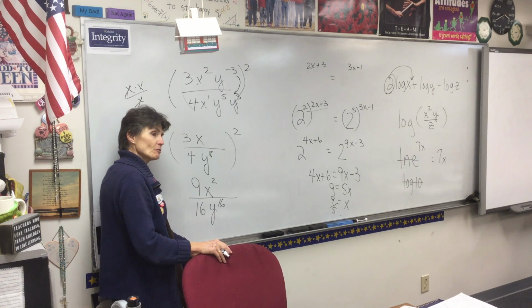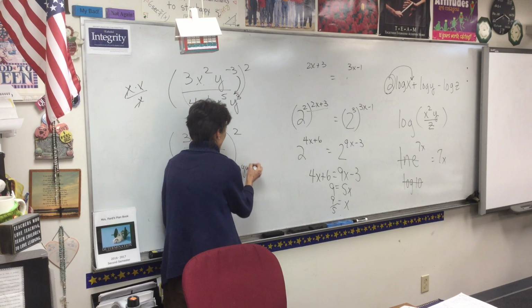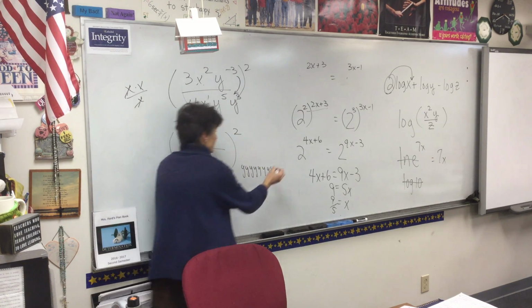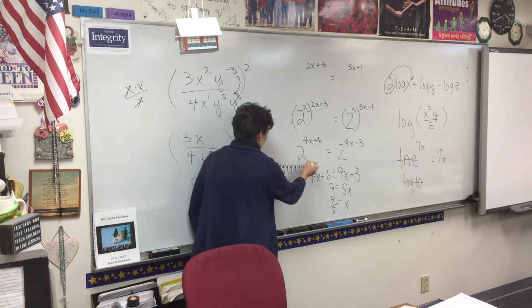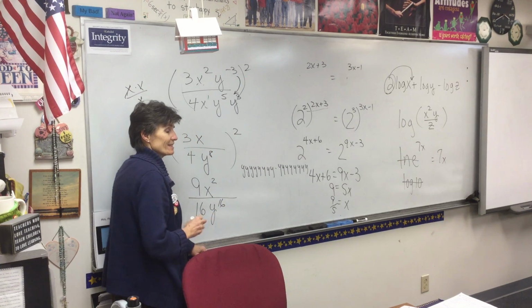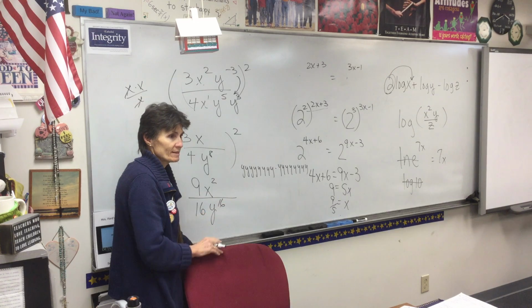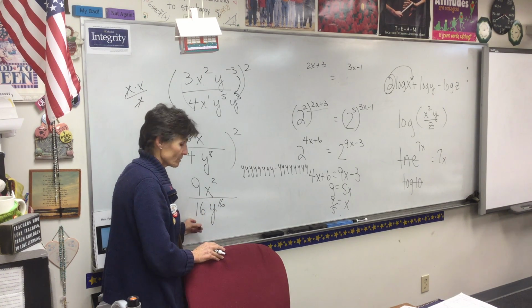If that bothers you in any way, shape, or form, stop and think. You have y to the 8 times another y to the 8. How many y's are up here on the board? 16. That's 16 y's. 2 y to the 8's. 16. So, there's our answer.